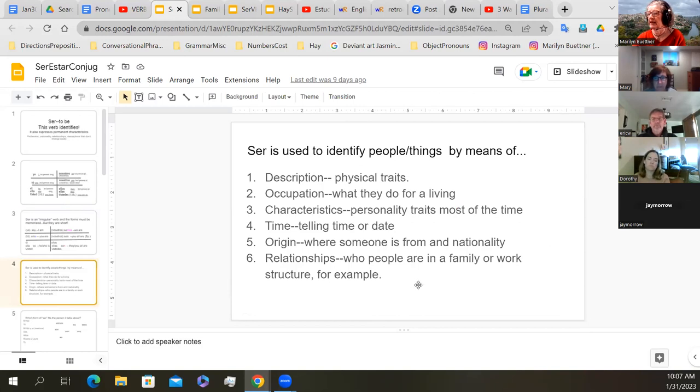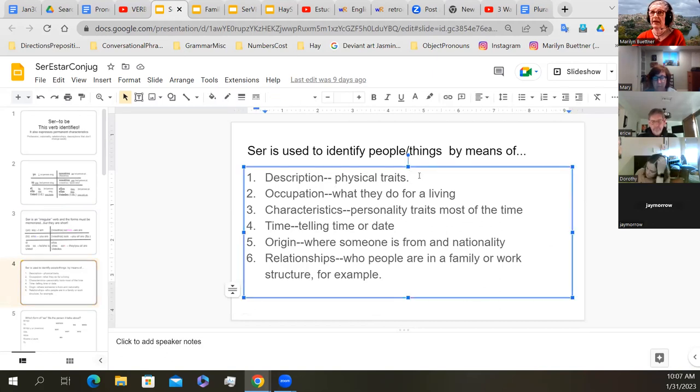We have only to be. Spanish has more than one. But I want you to notice when we use ser, the idea of to be, to give a physical description of somebody, when we talk about their occupation, when we talk about personality traits that people generally have, how they usually are, how that person usually is.